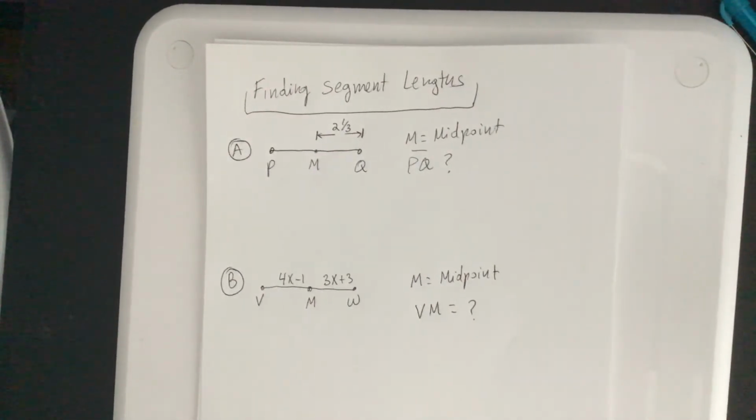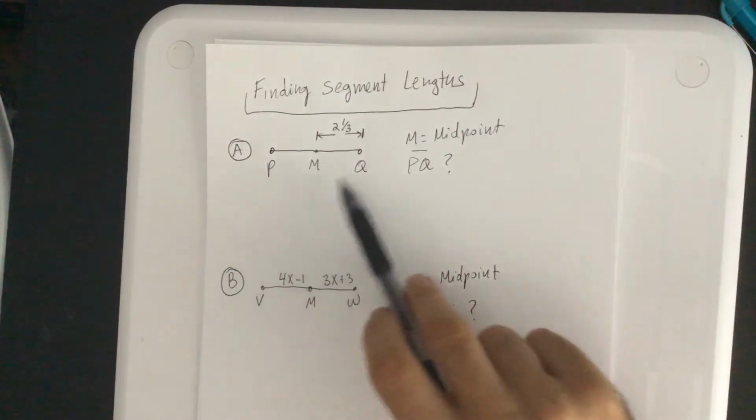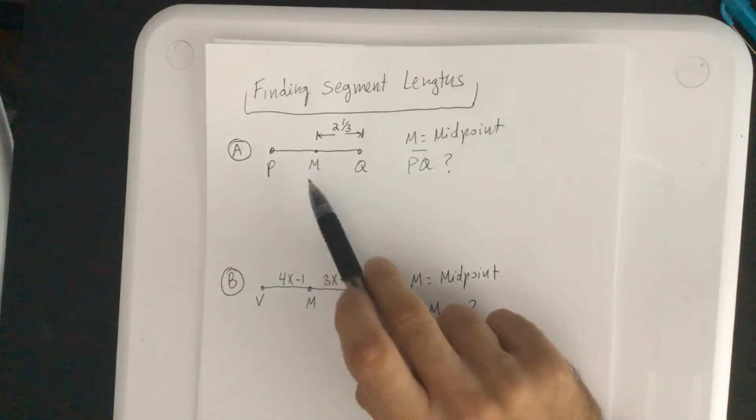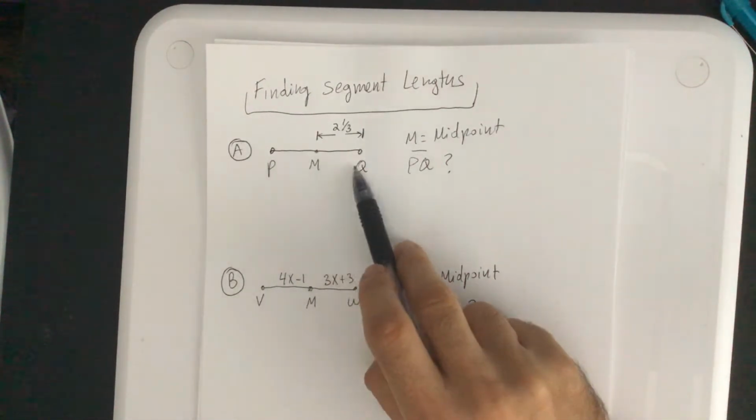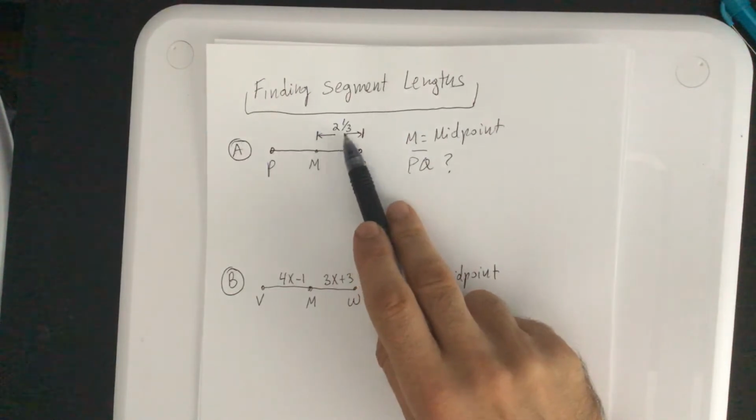All right, so let's do some examples here. We're gonna be finding the segment lengths here. For the first problem, we got a segment PQ, M is the midpoint. We know that MQ has a measurement of 2 1/3.